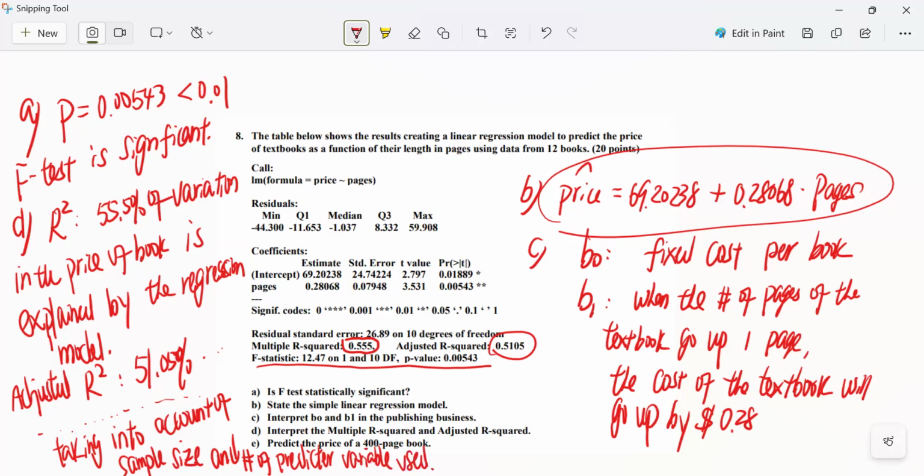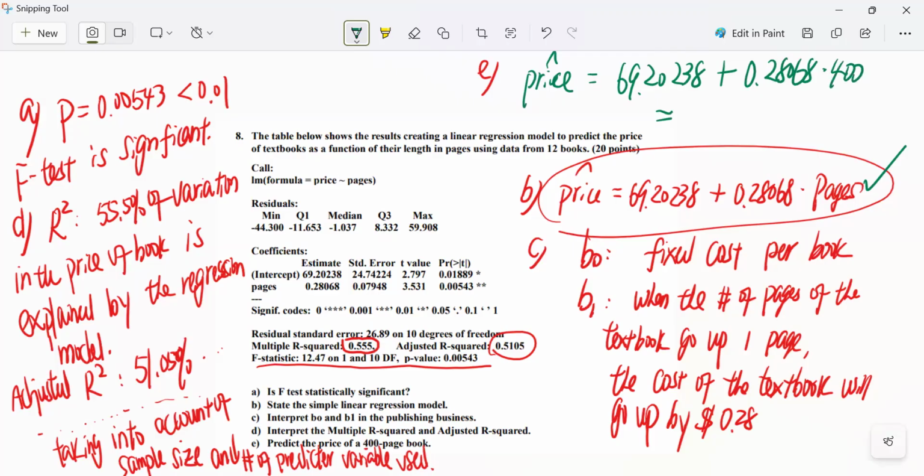That's how we interpret the adjusted R square. And for part E, predict price of a 400-page book. So I was basically just taking the number of pages equal to 400. So you predict price equal to 69.20238 plus 0.28068 times 400. That will give us the result.